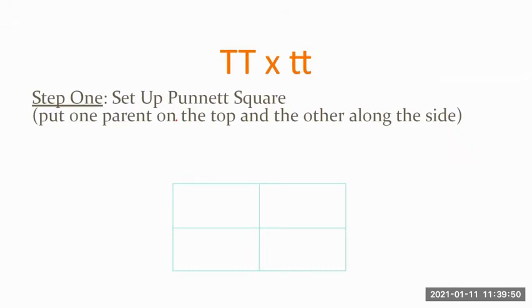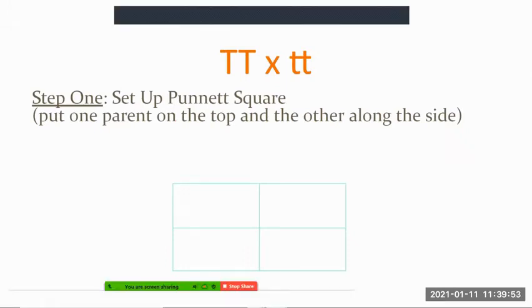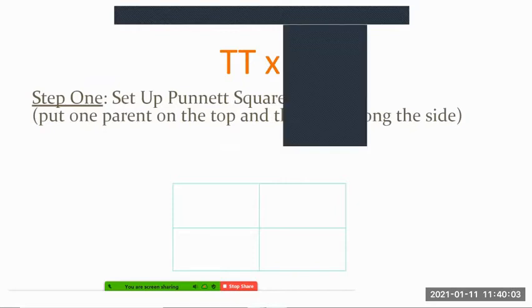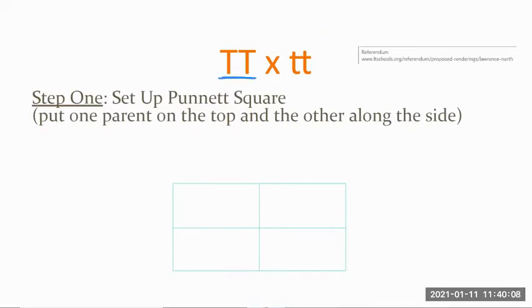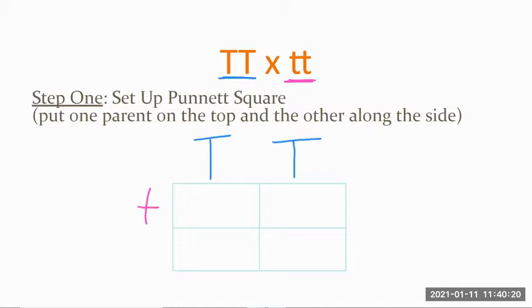All right, so what do we do first? Step 1, you set up the Punnett square. Remember how I said that at the top and on the side, you put the genotypes of the parents? That's what we're going to do here. So we have homozygous dominant. We're just going to put that at the top. And it really doesn't matter which one you put at the top and which one you put at the side. It doesn't matter at all. So I'll put the homozygous dominant at the top and the homozygous recessive on the side here. So we have set up our cross. Bam, easy.